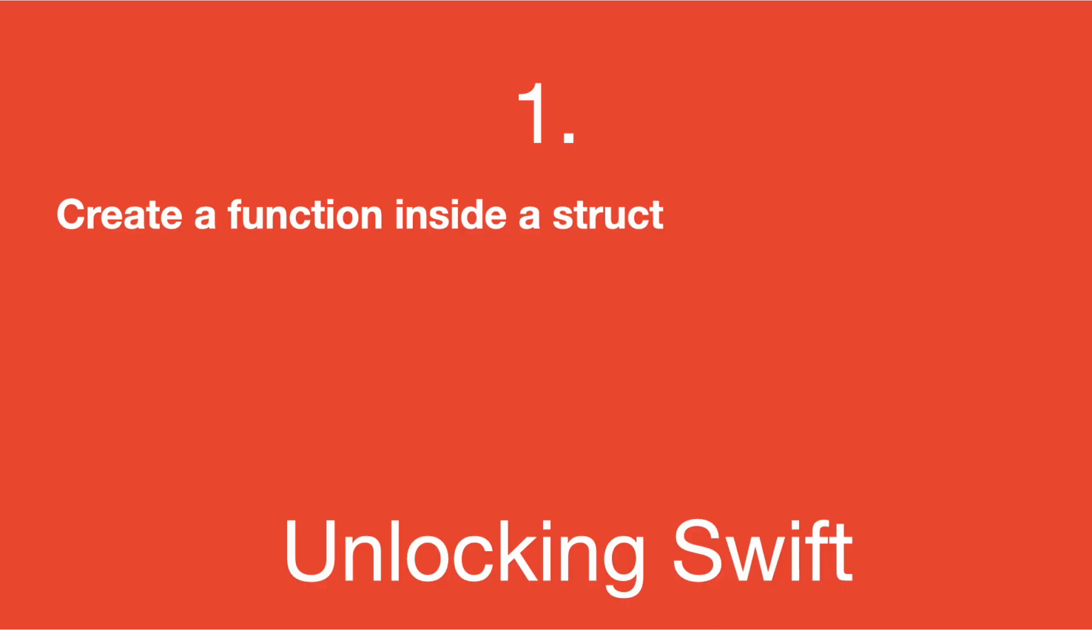For a long time, I wondered where it was best to place helper functions within Swift projects. Here are some of the options and why you might use them in your project. So you might place a function within a struct, something like this.